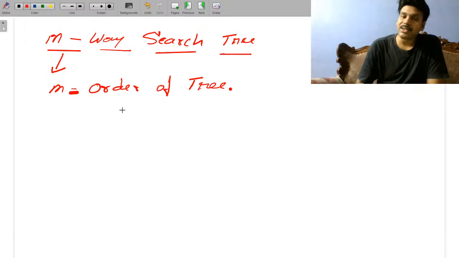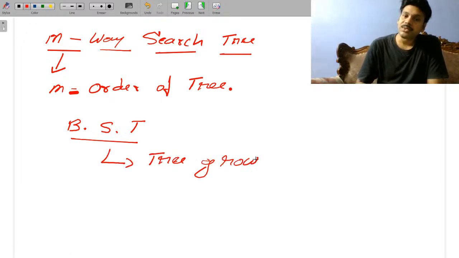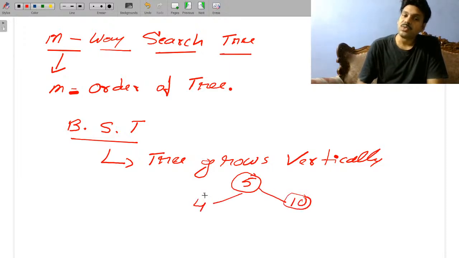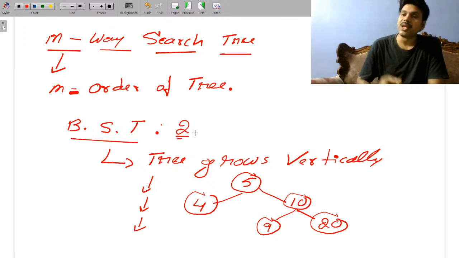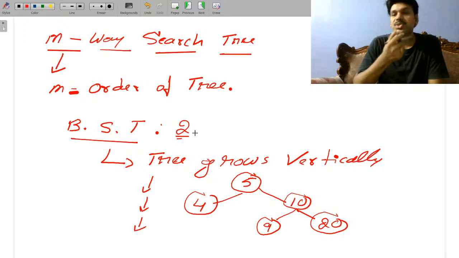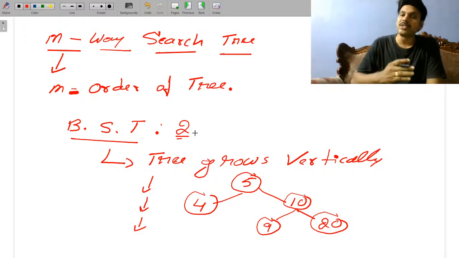Now, I am saying like this. If you are taking a binary search tree, the tree grows vertically. Please observe carefully. Vertically, in the sense, I have 5 here, then I have 10 here, I have 4 here, then I have something like 9 here, and something like 20 here. So your tree grows vertically because the maximum number of children you can keep in a binary search tree is only 2. Every node can have at most 2 children in a binary search tree. So I cannot place multiple nodes.